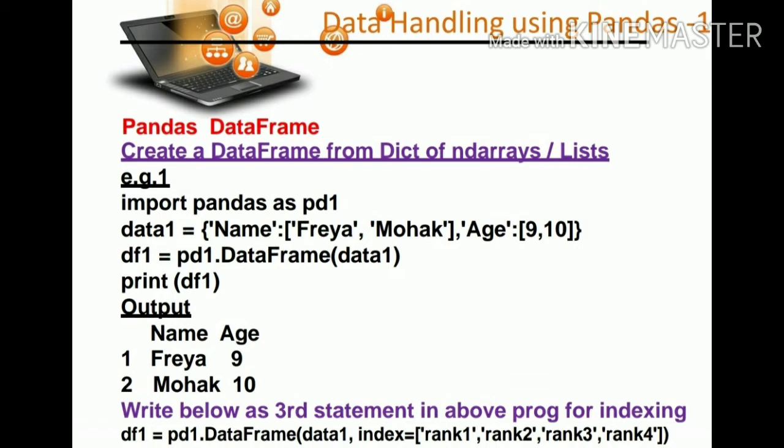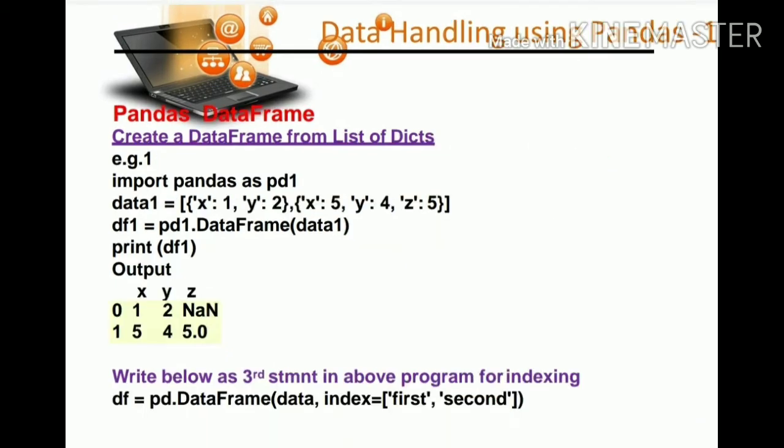You can also give rank 1, rank 2, rank 3 or the indexing according to you. If you want to give your own indexing, then you can give it as in example 1, index equals to. Whatever index you provide, accordingly it will work. See, df1 pd1.DataFrame data 1 and then index equals to 1, 2, 3, 4. So indexing will be done accordingly whatever you want. Otherwise it will take 0 and 1 only as the index of the first row and the second row.